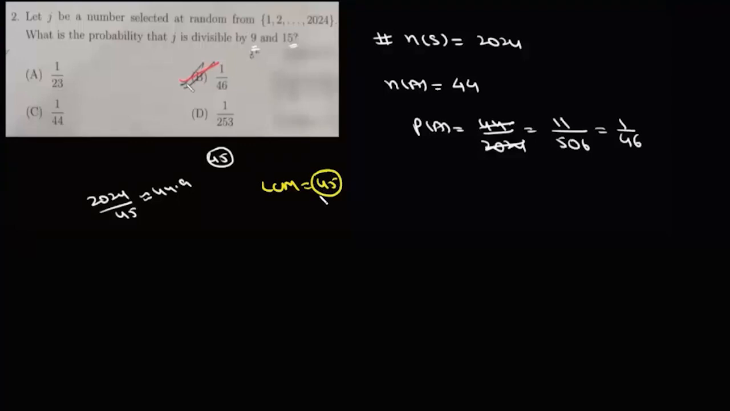So if we divide 2024 by 45, we'll get 44.9. So in this set, there are 44 numbers which are divisible by both 9 and 15. So the required probability is 44 divided by 2024, which is 1 by 46. And that's your option B.